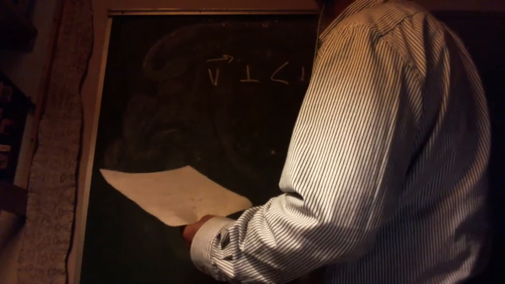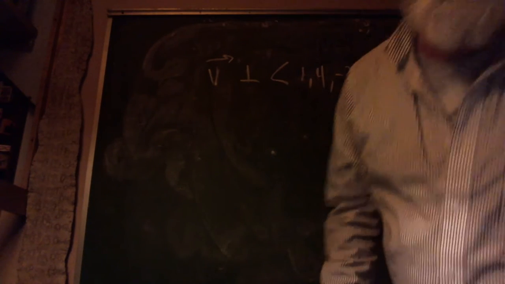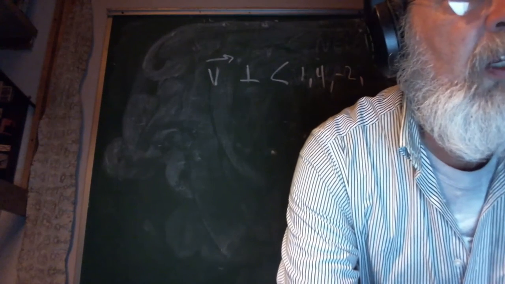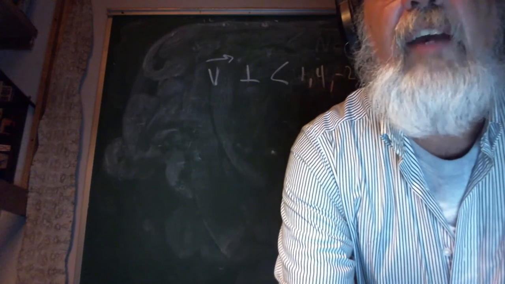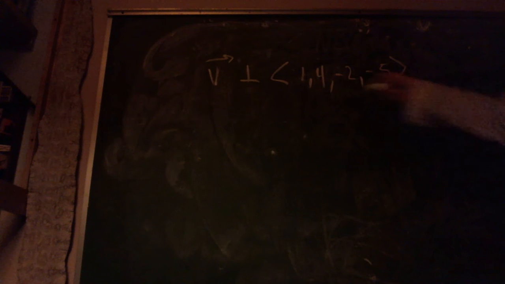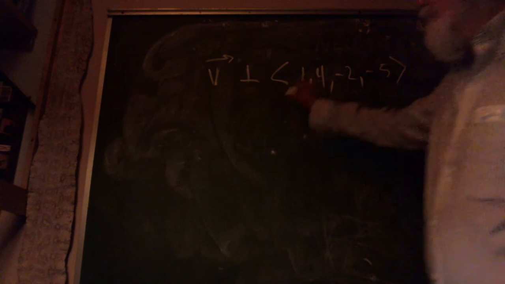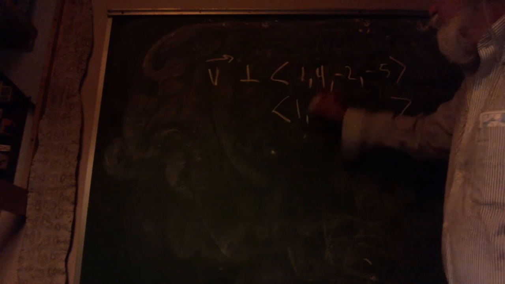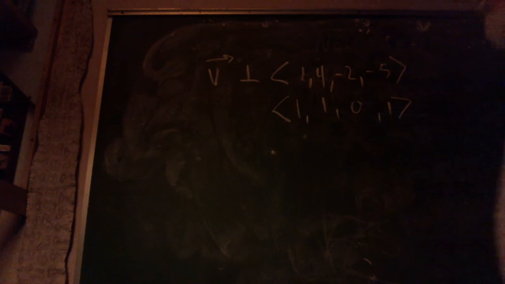Let's get a vector perpendicular to the vector 1, 4, negative 2. I've got another coordinate on there. Hang on a second. I gotta call up my page. 1, 4, negative 2, negative 5. Okay, 1, 4, negative 2, negative 5. So anything that dots with this just has to give 0. So I'm thinking, 1 plus 4 is 5, so that'll work because that's 4 plus 1 minus 5.